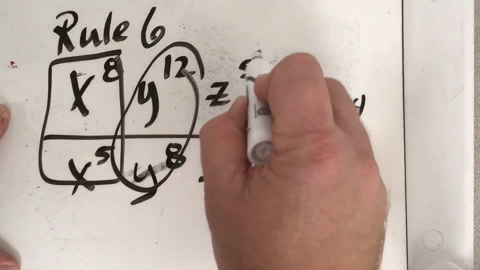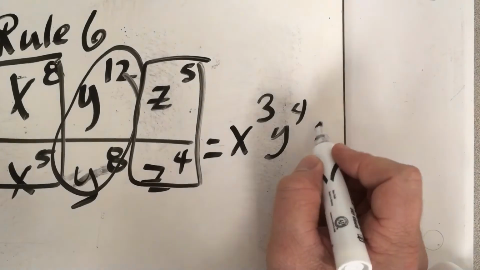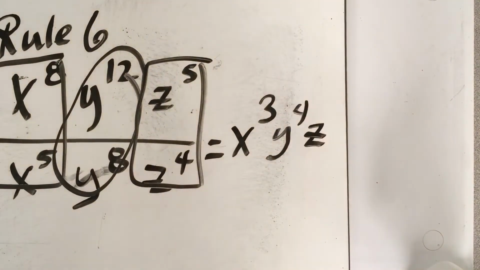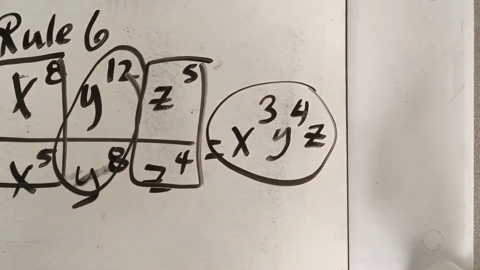What about 5 and 4? Well, that would be to the 1st, so really we could just call that z. And now we're kind of using rule 1 as well. That'd be my final answer, because x, y, and z are all different bases. I can't put those together.